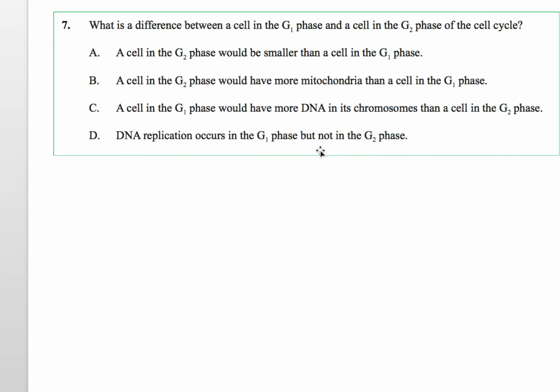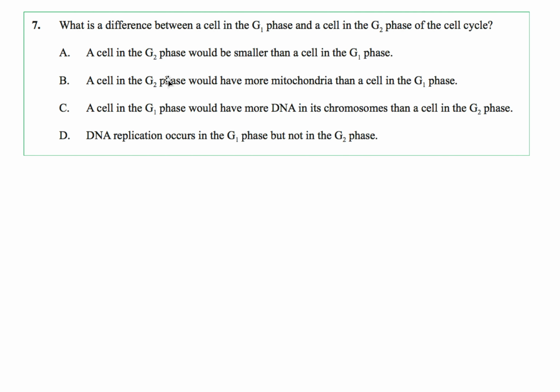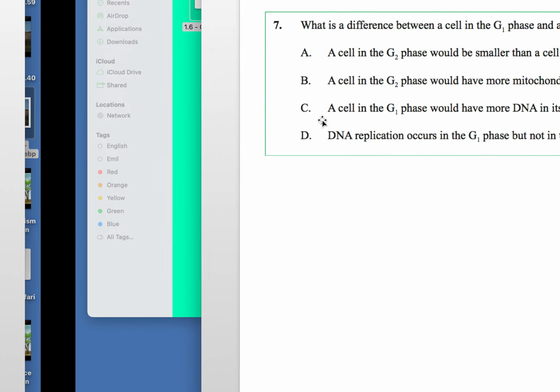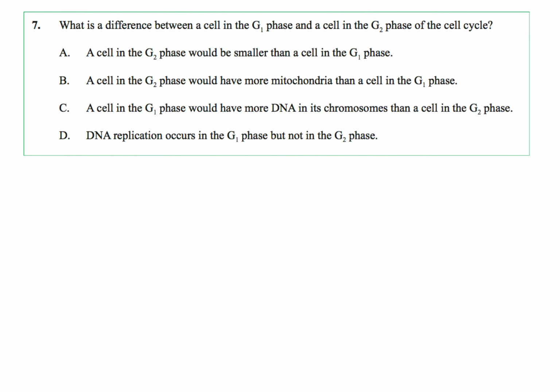So a cell in G2 phase would have more mitochondria. This is true because in G1 it's going to make more organelles, so by the time it gets to G2 it will have more organelles than it had in G1. Okay, so the answer should be B. But we'll also quickly eliminate why it's not C or D.